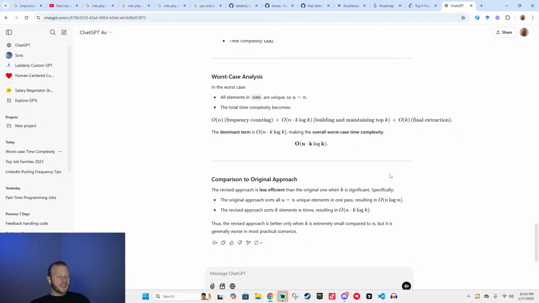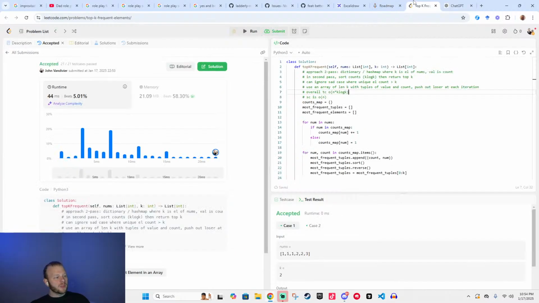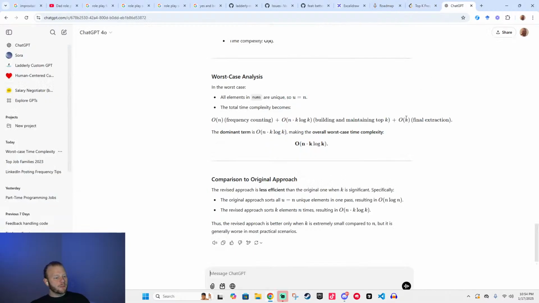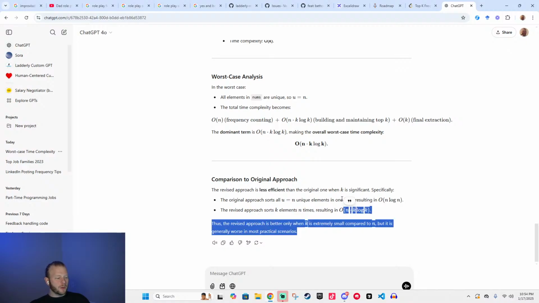This approach is less efficient than the original one when k is significant. Yeah, so if it was unbounded, it would be slower, but it's bounded. It's bounded how? It's bounded so that k is less than or equal to n, which is going to make it n squared log n. So that is still less efficient. It's better only when k is extremely small compared to n, but it's generally worse. Yeah.